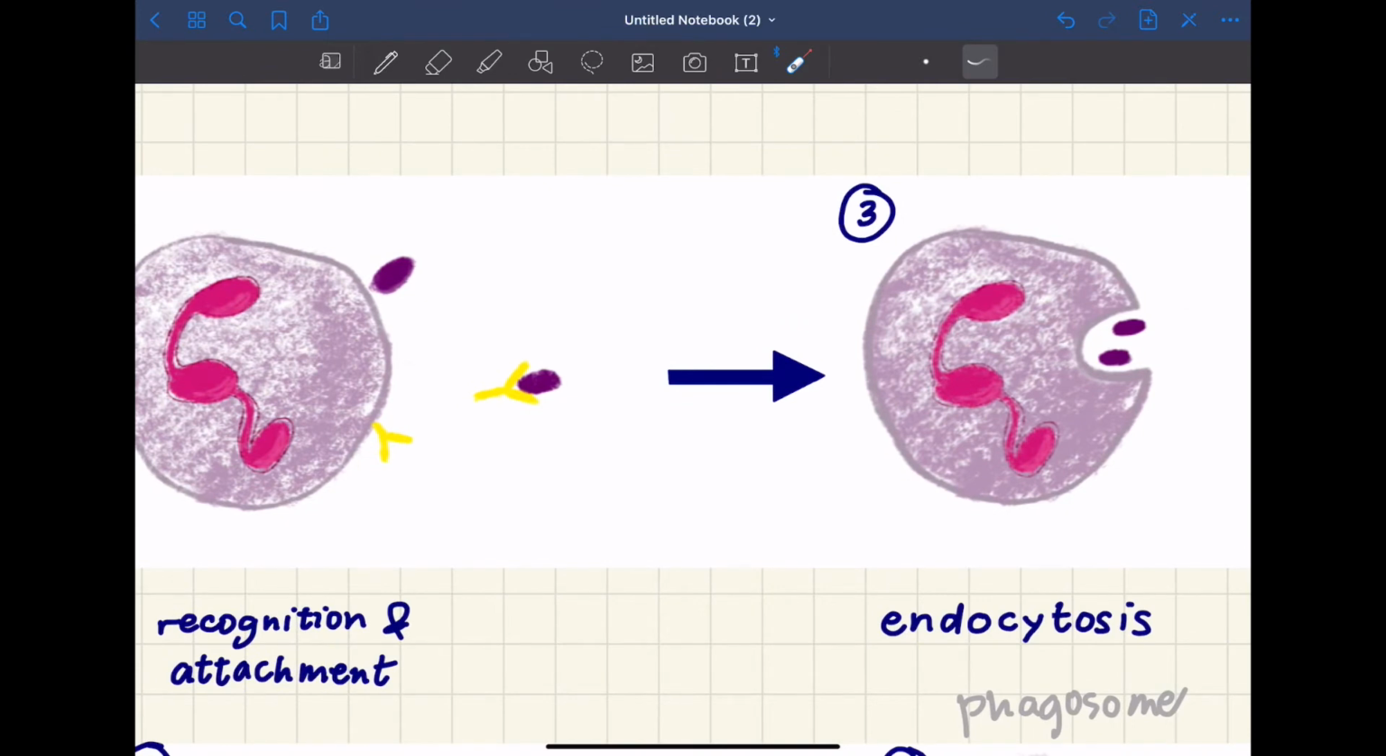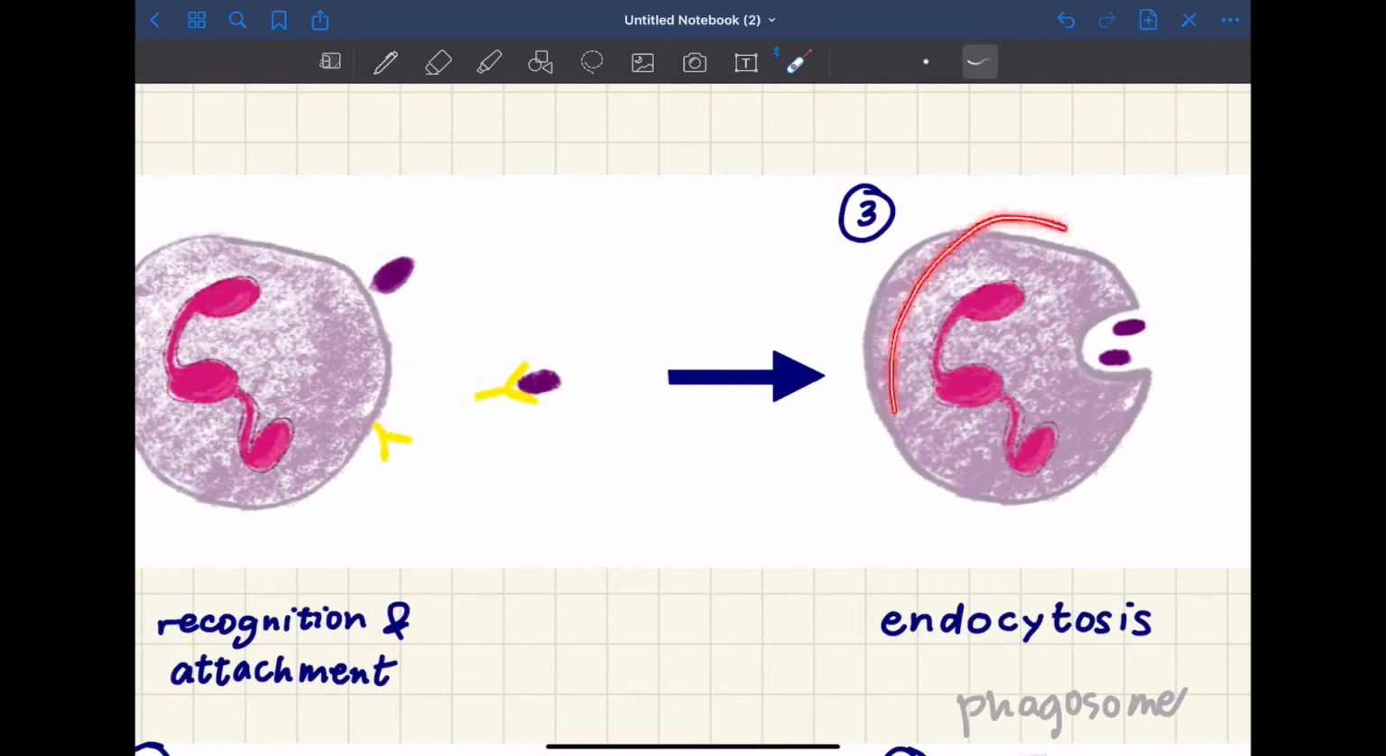Number 3, endocytosis. In endocytosis, the phagocyte uses extensions of the cytoplasm known as pseudopods. Pseudo meaning false, and pods meaning feet. Okay? So in here, the pseudopods will protrude outward on either side of the pathogen until both sides meet and the pathogen is enclosed, creating a pocket-like indentation that we call a phagosome.